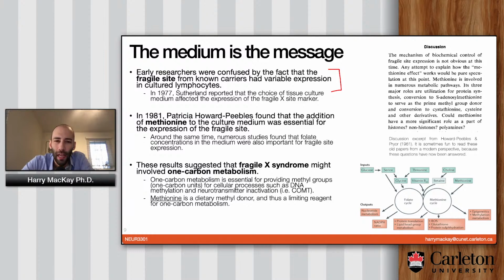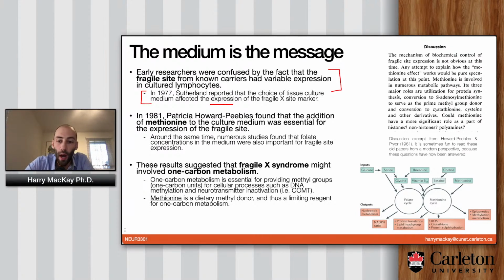Back in the 70s, it was discovered that the culture medium you cultured these lymphocytes in affected the expression of the Fragile X marker, this little constricted site. What I mean by expression here is not gene expression, but just whether that trait is visible or not. If it's expressed, you see this constriction and fragile-looking thing on the X chromosome. If it's not expressed, the X chromosome looks sort of normal. That was kind of interesting. You could try a bunch of different culture media with different ingredients, and you'd see different results on this fragile site.